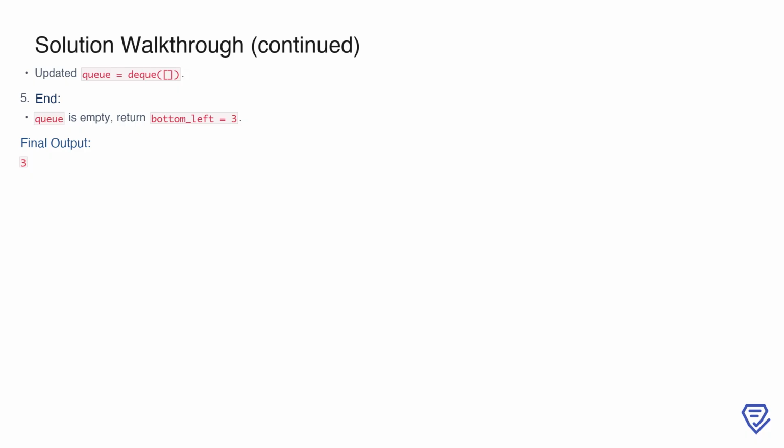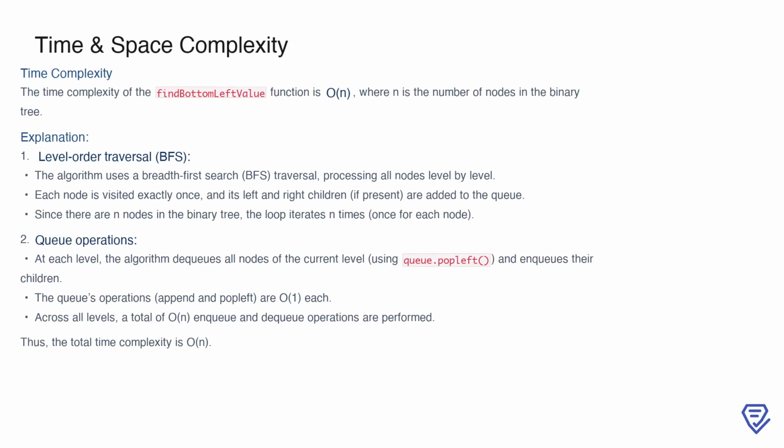The time complexity of the find bottom left value function is O(n), where n represents the total number of nodes in the binary tree. This is because the algorithm performs a level order traversal using a breadth-first search, or BFS. Each node in the tree is visited exactly once during the traversal, and for every node, its left and right children are added to the queue if they exist.